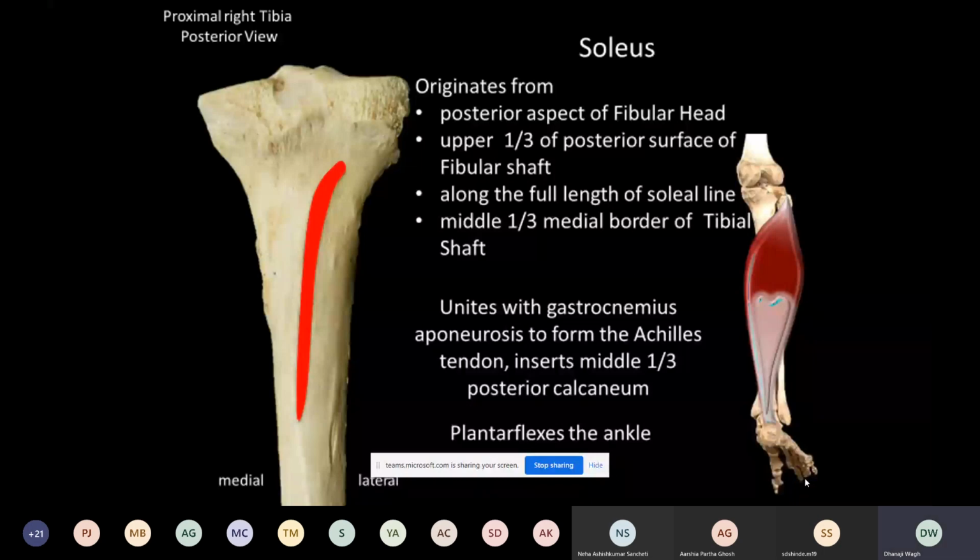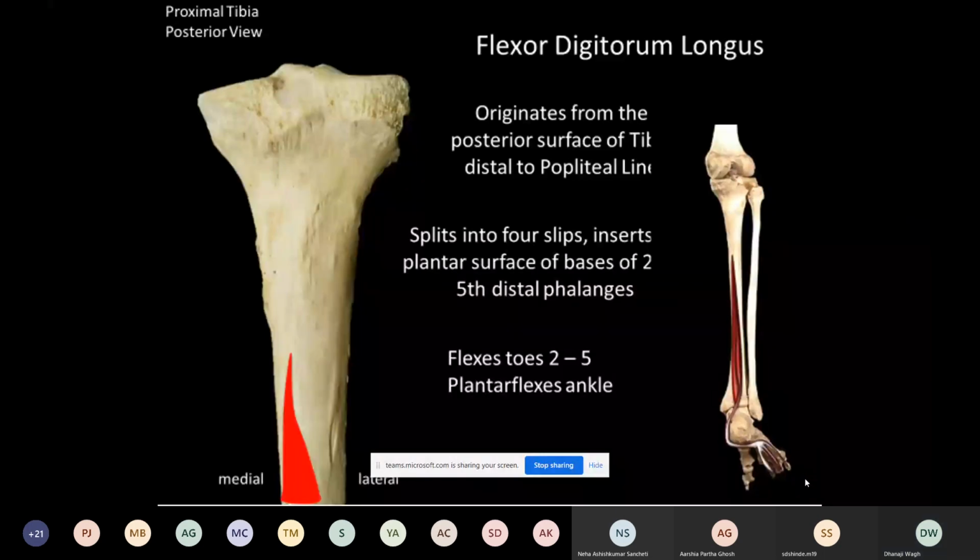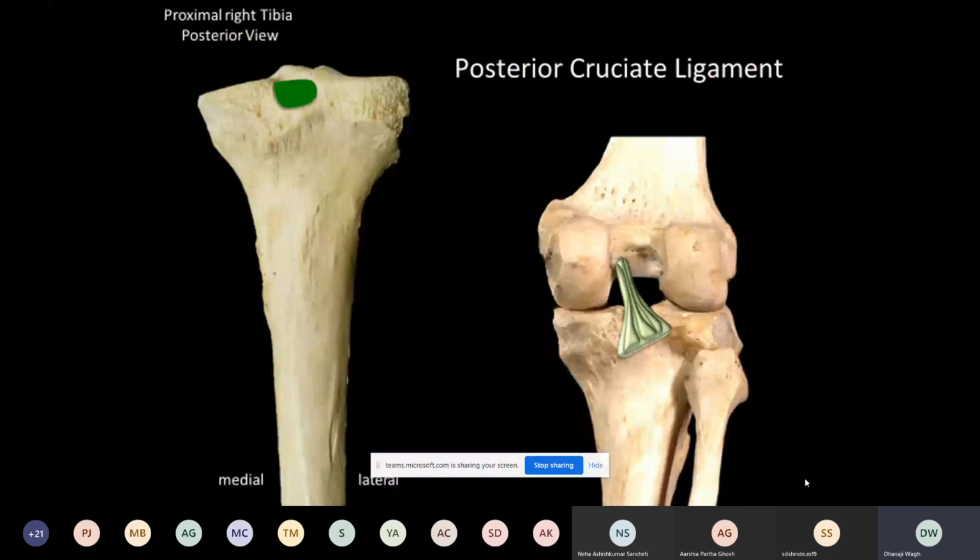Then tibialis posterior, which comes from the posterior aspect of the interosseous membrane and is inserted onto the tuberosity of the navicular with extensions to other tarsal bones, centimeters 2 to 4. The action: it inverts, adducts and supinates the foot and plantar flexes the ankle. Then flexor digitorum longus. Now see, the cruciate ligaments are there.